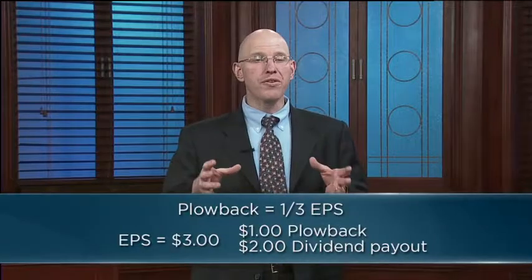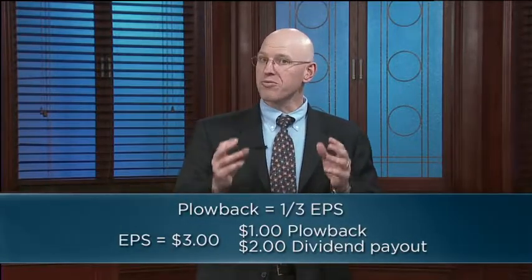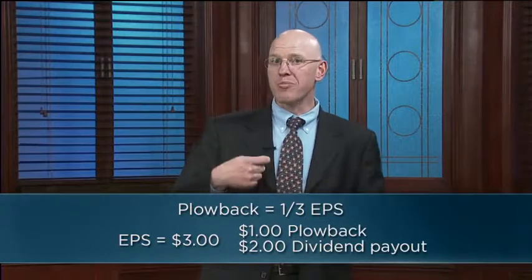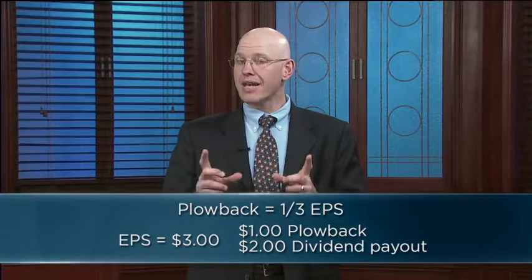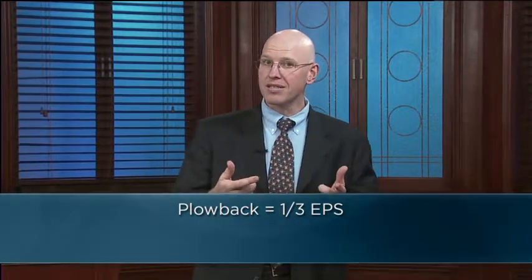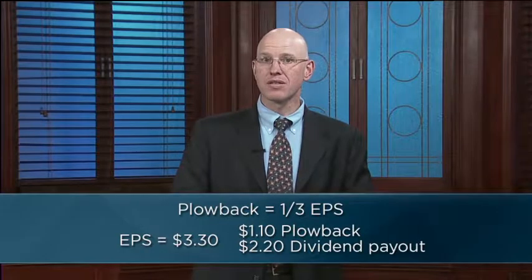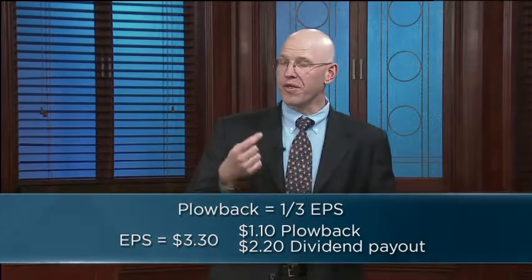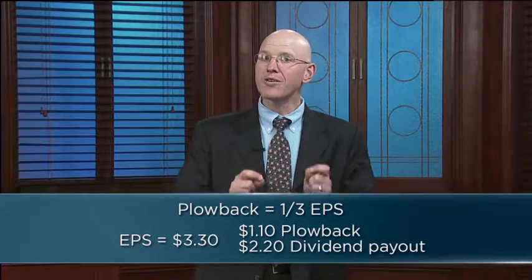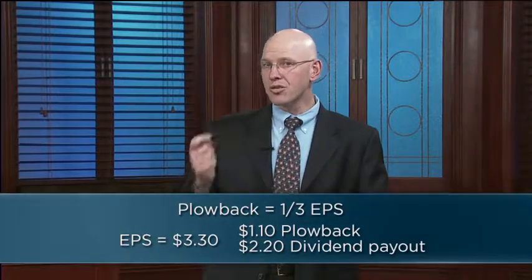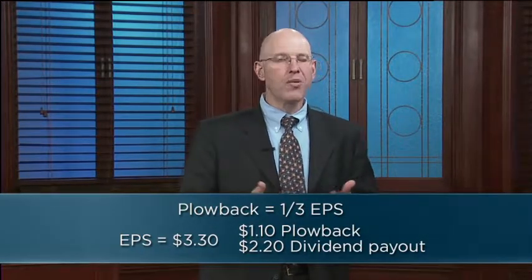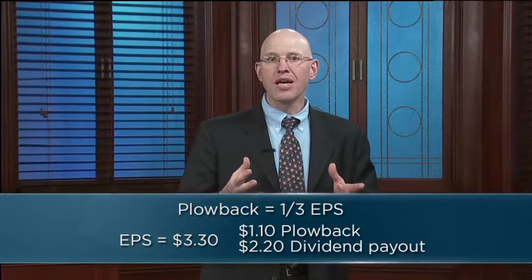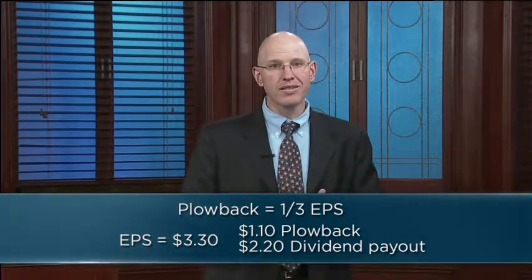For example, let's say that the plowback ratio is fixed at 1/3 of EPS, and EPS is equal to $3. So $1 is plowed back into the company, and $2 per share are paid out as dividends. Now let EPS grow by 10% to $3.30. With a fixed plowback ratio of 1/3, the company reinvests $1.10 and pays out the remaining $2.20 as dividends. So the fixed plowback ratio means that the EPS growth rate of 10% is going to be the growth rate of dividends as well. Whew.